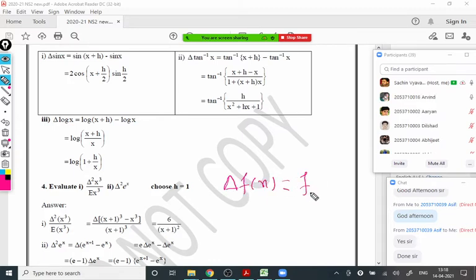F of x plus 1 minus f of x. Correct, very good. So that is delta f of x. That thing only you have to do it here.